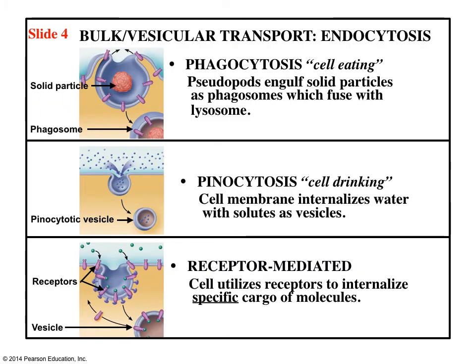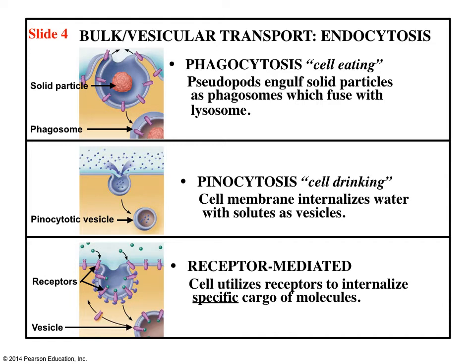Vesicular or bulk transport. That means getting larger chunks of stuff into the cell or from the cell out. Endocytosis, into the cell. The opposite would be exocytosis, which is in the next slide.